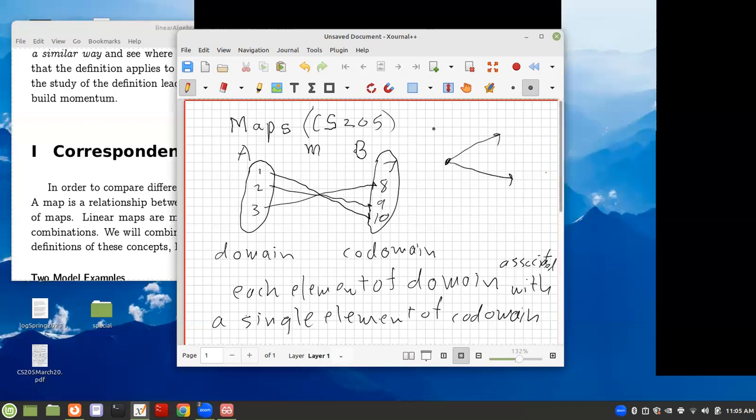So what being a map rules out is a domain element going to two places. You can't have 1 going to 7 and 10. That's ruled out, because each element in the domain has to have a single element over here. The second thing that's ruled out is, say, 1 having no arrow. That also wouldn't be a map.